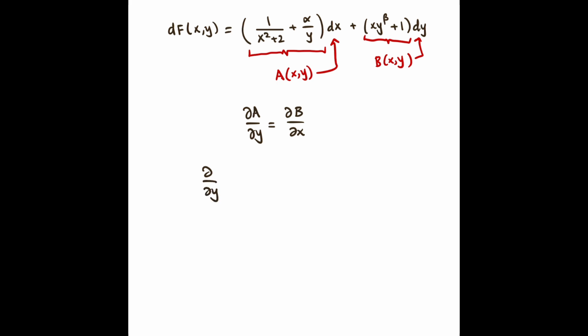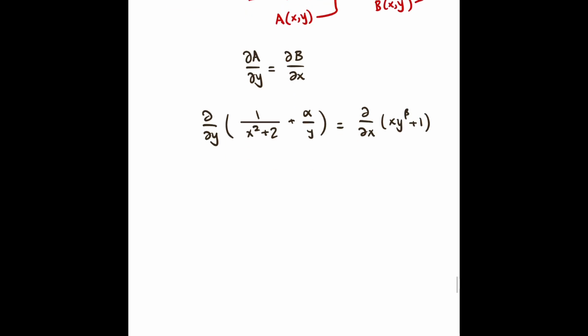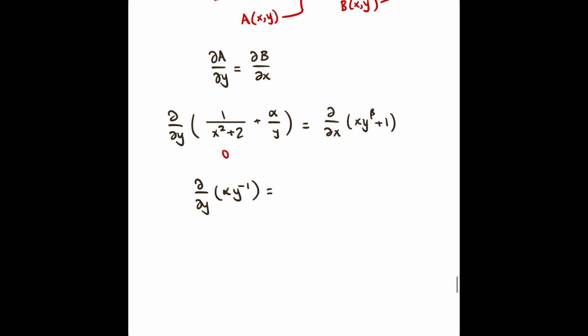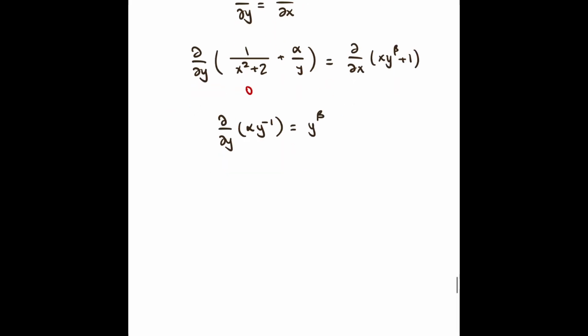So we're going to do those derivatives, and then we can choose values of alpha and beta that make sense, that make the equation exact. So this first derivative goes away. This one is 0. And that derivative is just y to the beta power.